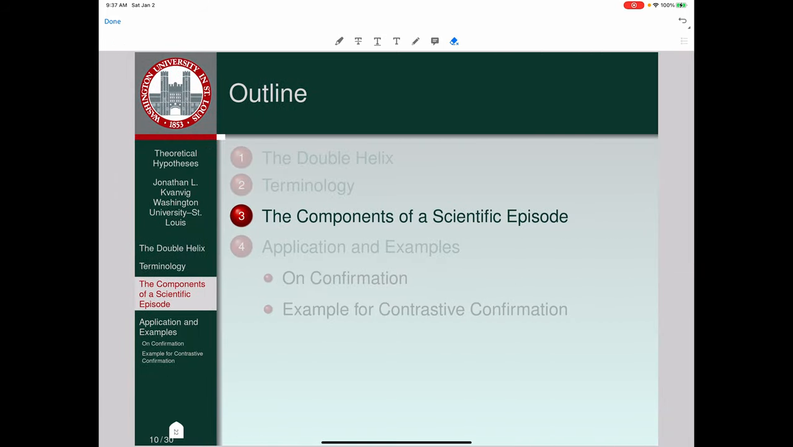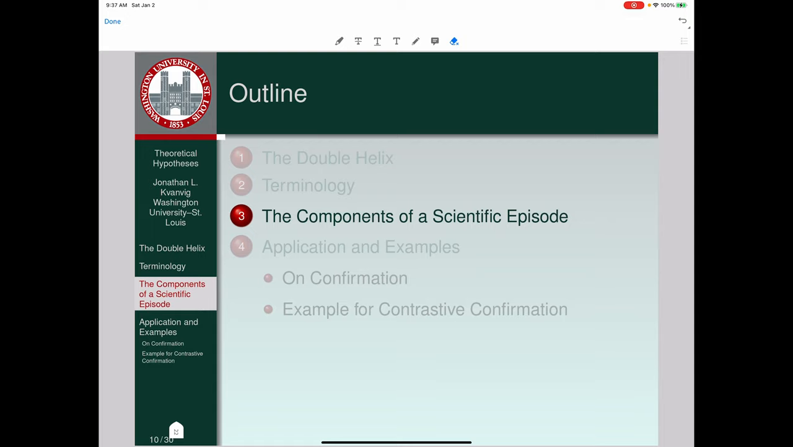The important part in chapters 1 and 2, though, are the components of a scientific episode. So what you can think of here is that Geary is trying to present us with a structure for interpreting any scientific episode of any sort. It doesn't have to be physics or chemistry. This is going to apply to all of them. So it's a perfectly good structure, according to Geary, to make sense out of what's going on.